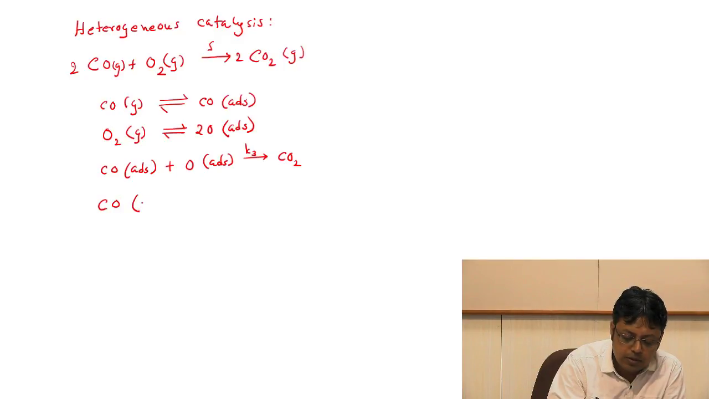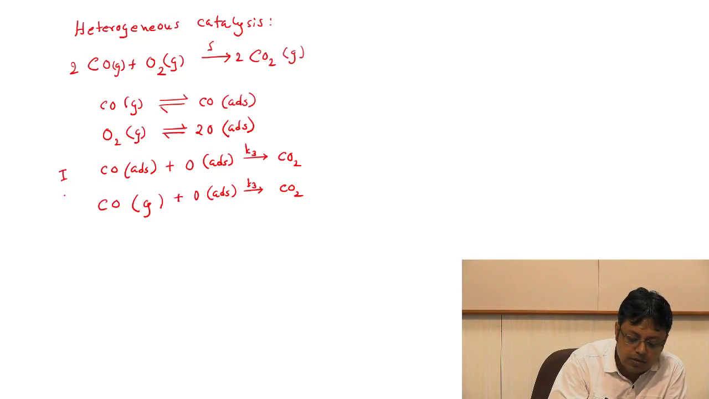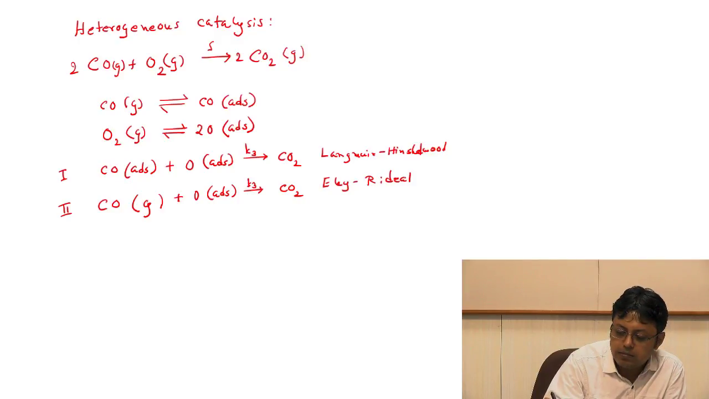The other model says no, there is adsorbed carbon monoxide, but it does not react with the adsorbed oxygen species. The carbon monoxide in the gas phase reacts with the adsorbed oxygen species to give you CO2. So this is mechanism 1 and this is mechanism 2. This one is known as the Langmuir-Hinshelwood mechanism, and this is known as the Eley-Rideal mechanism.